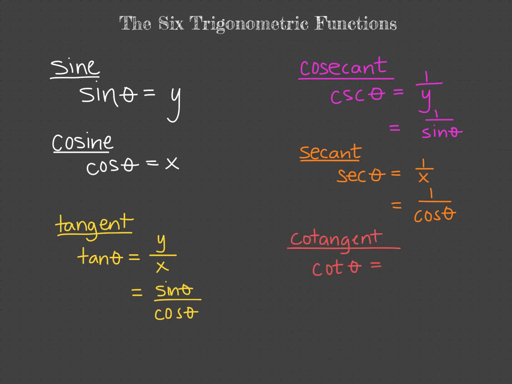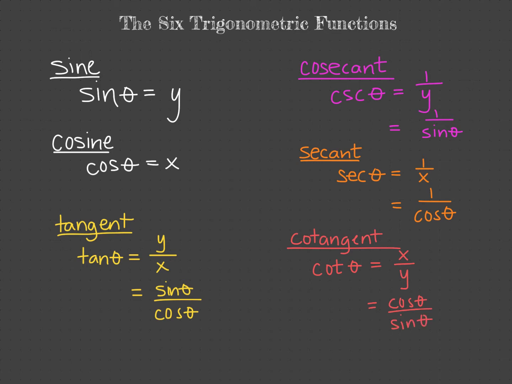Our last of the 6 trig functions is called cotangent, or COT for short. The cotangent of theta is the reciprocal of tangent. So it is x over y. And in a similar way, we can again define it using our building blocks, sine and cosine. And so it is written as the cosine of theta divided by the sine of theta.